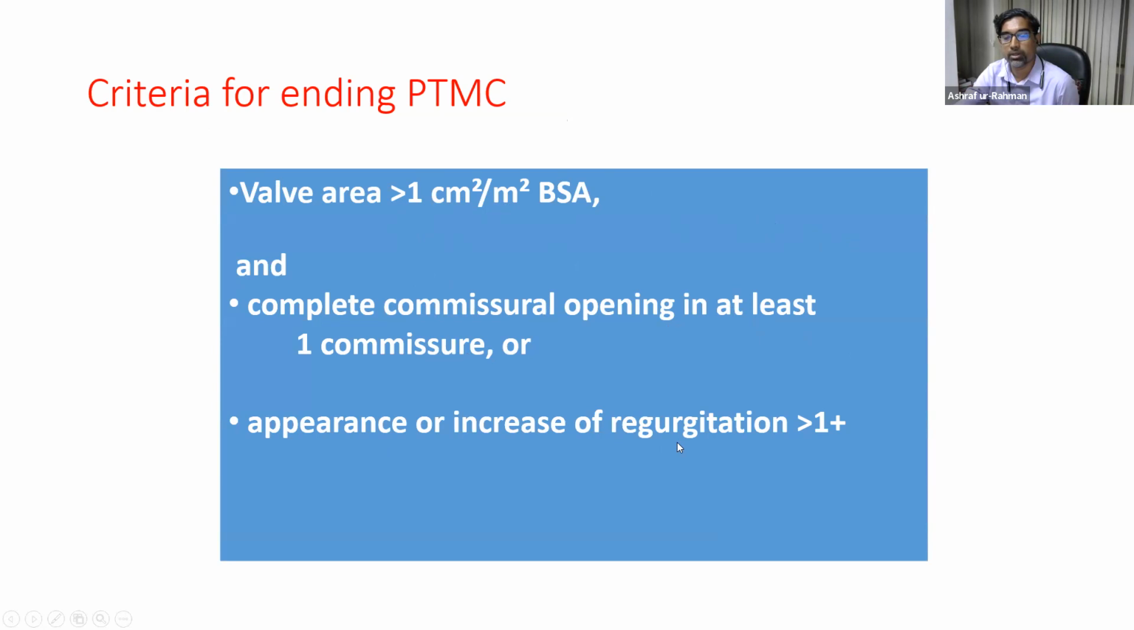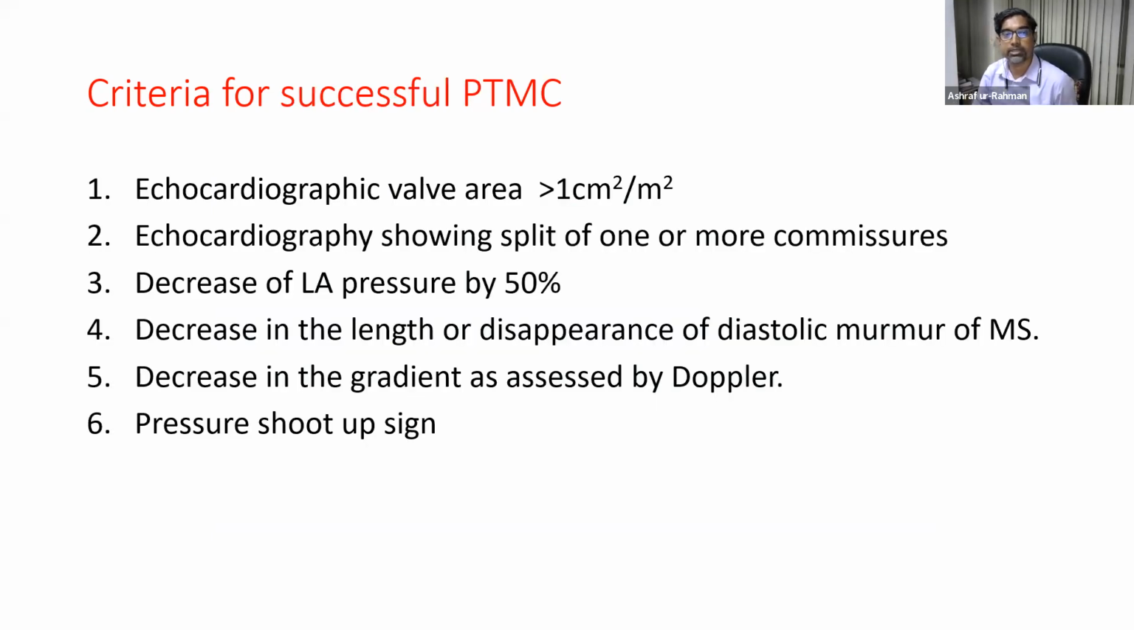And if MR 1 plus appears, then we have to stop the PTMC. The criteria for successful PTMC are echocardiographic valve area more than 1 centimeter square per meter square, splitting of one or more commissures, and decrease of LA pressure by 50%. This is very important. If LA pressure is decreased more than 50%, then it is a criterion for successful PTMC. And there is decrease in length of the diastolic murmur, decrease in gradient by Doppler, and the pressure shoot up sign. That means the aortic pressure rises after PTMC.